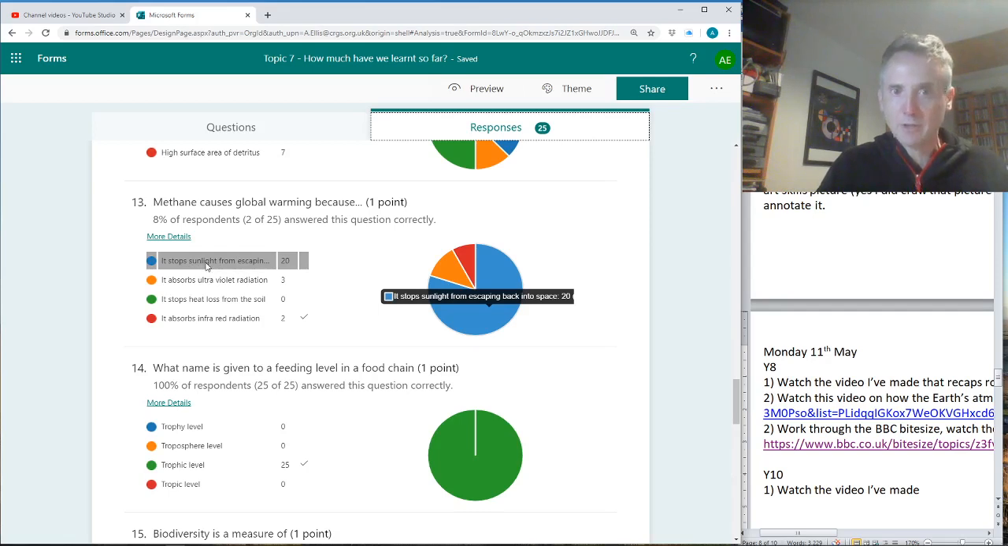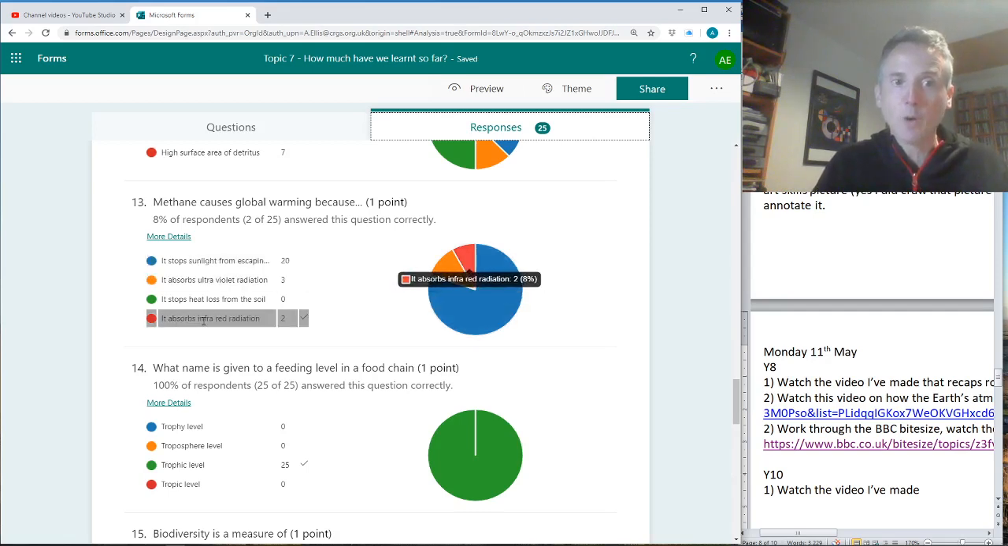It stops energy from escaping, but it does that by absorbing infrared radiation. So normally the infrared would emit back into space, like on the moon. You know, the sunlight hits the moon's surface, it warms up, and then as soon as it turns away from the sun, it emits that heat energy back into space again. So it goes hot, cold, hot, cold.